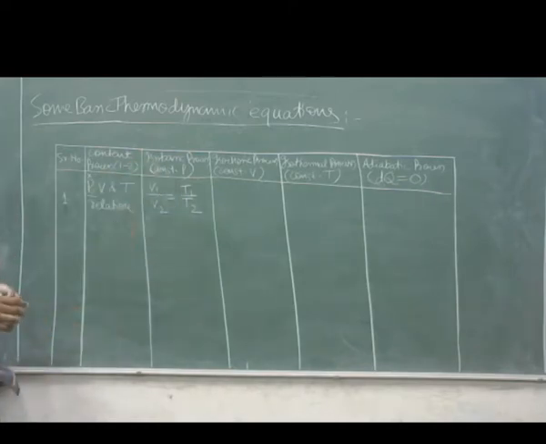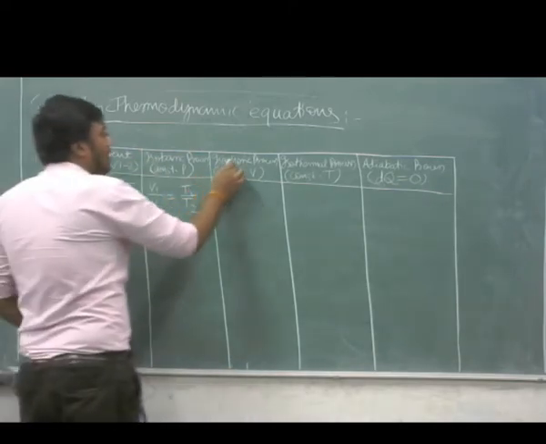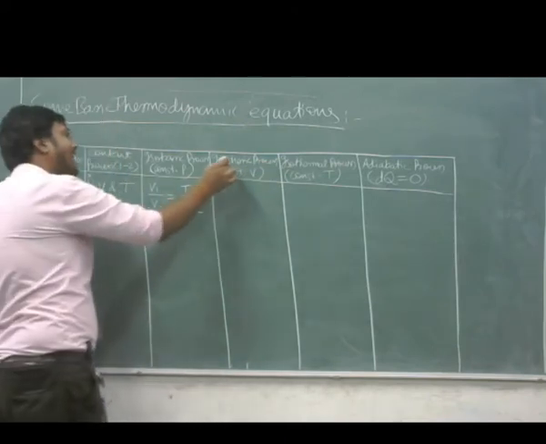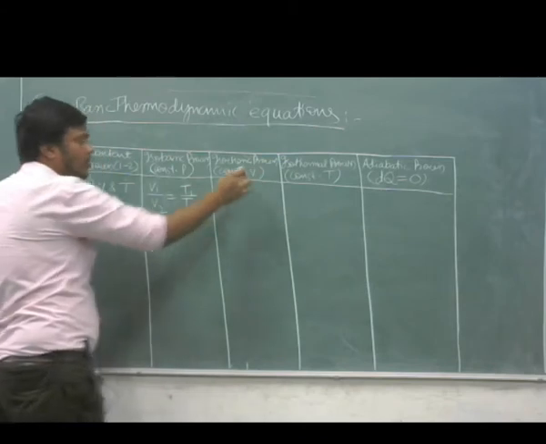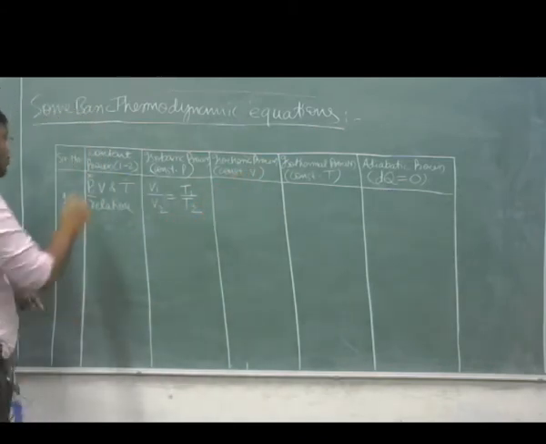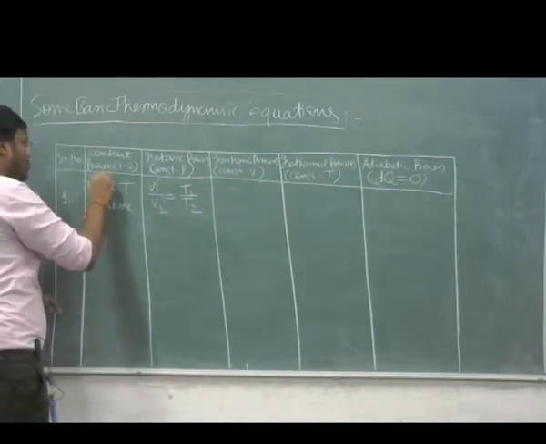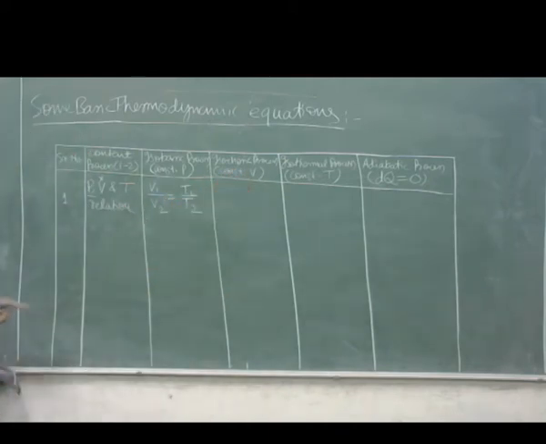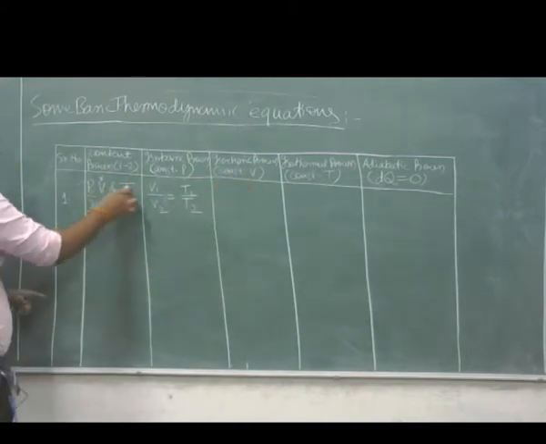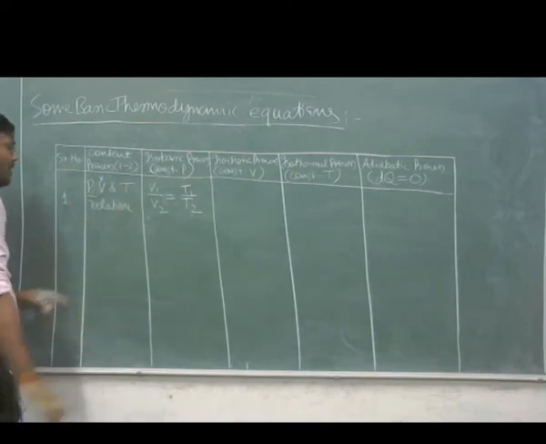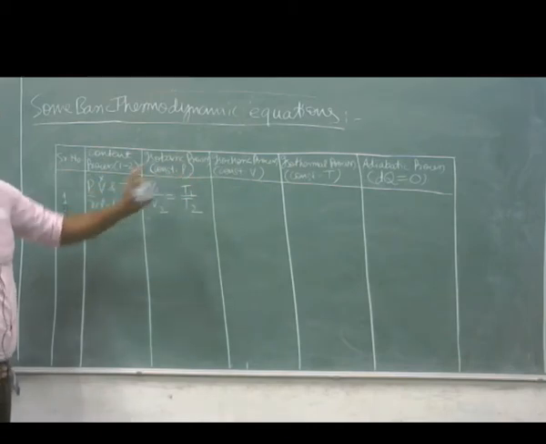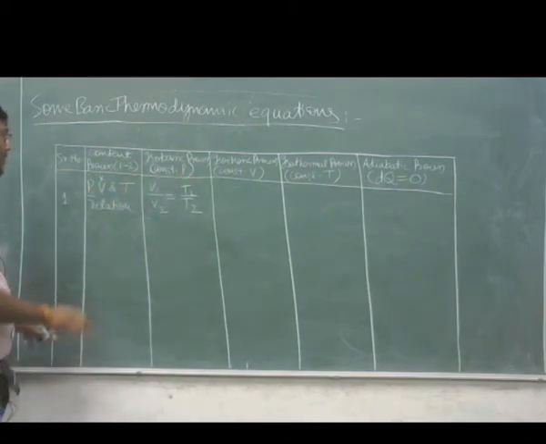Now, for the isochoric process, what is the relation between pressure, volume, and temperature? In the isochoric process, volume is constant, so there is no use of volume. The relation will come between pressure and temperature. This you have already studied in thermodynamics. I am only reminding you of the formulas, if you have forgotten.